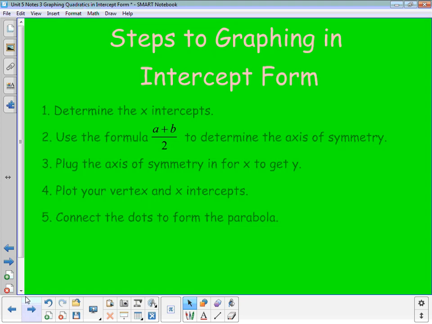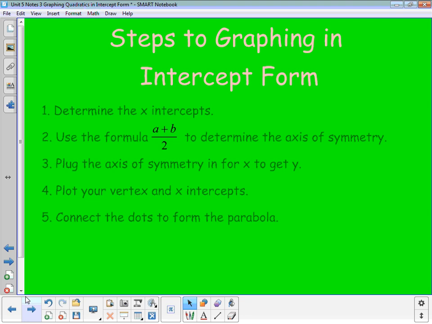So let's take a look at those steps. I suggest you pause the video, write this down, and then listen to what I'm saying. The first thing we're going to do is determine the x-intercepts. We're going to do that by using the zero product property. We're going to take each of those factors and set them equal to 0. Then we're going to use that formula (a plus b) over 2 to determine the axis of symmetry.